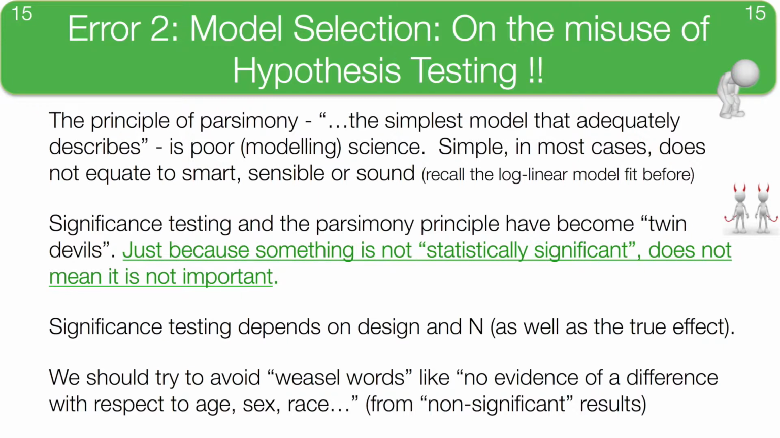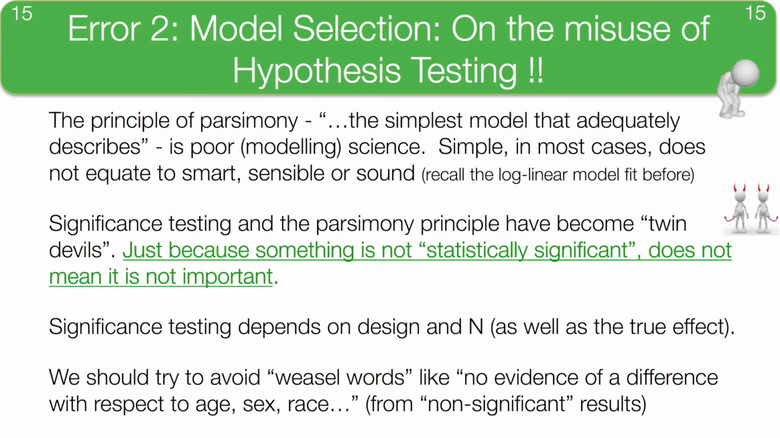Error number 2 is on model selection and on the misuse of hypothesis testing. I was taught at college the principle of parsimony, this idea of the simplest model that adequately describes. And I now look at that and I think it's poor modeling science. Simple, I think in most cases, doesn't equate to smart or sensible or sound. If you recall that log linear model fit before, that really was the simplest model that adequately describes, but it wasn't perhaps the right way to go.